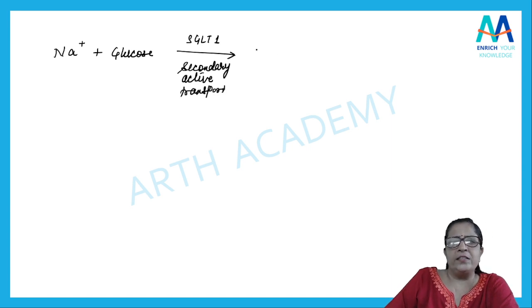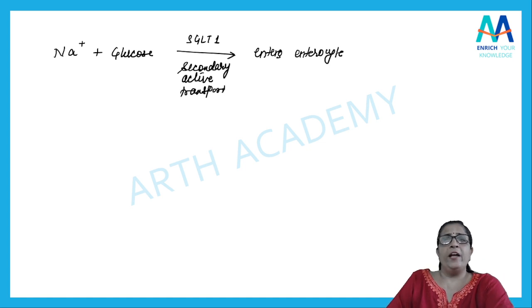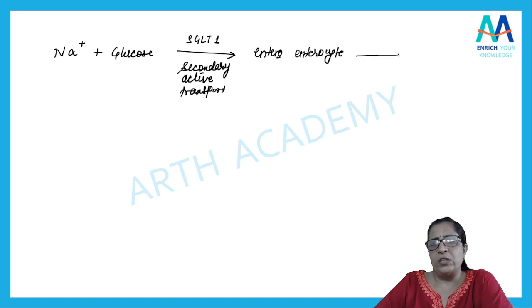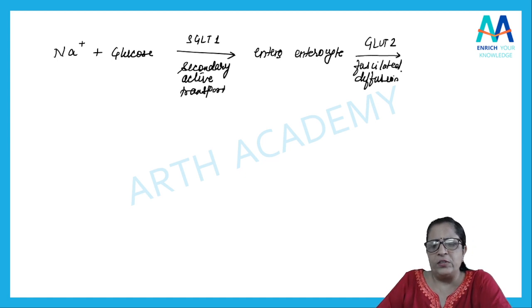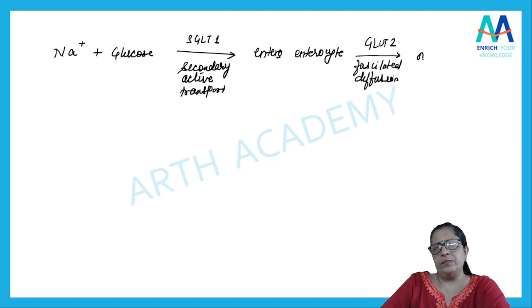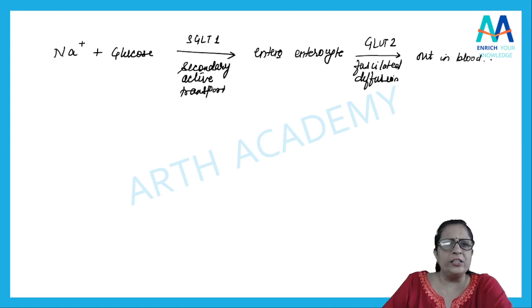Yes, it enters the enterocyte. Enterocyte में आ गया, and from the enterocyte it goes out with GLUT2. Yes, it will be again facilitated diffusion. ये facilitated diffusion हो जाएगा. Yes, it diffuses out in blood. I hope this is clear. यहाँ तक समझ में आया?